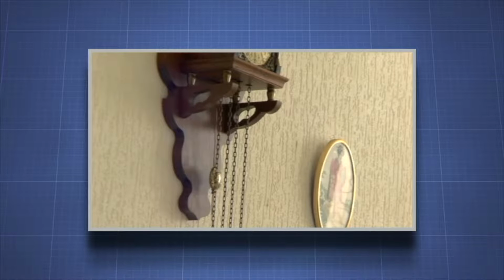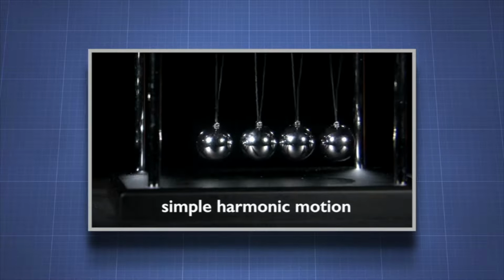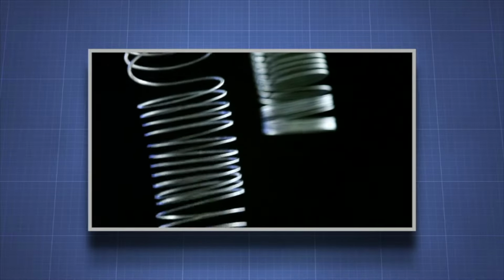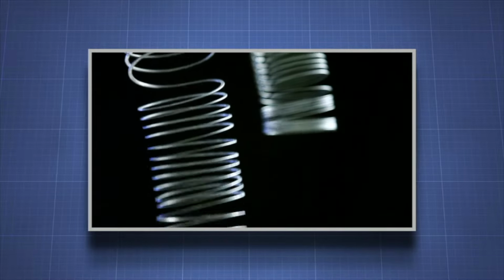Many old clocks rely on a pendulum to keep time. The pendulum swings back and forth. This kind of movement is an example of simple harmonic motion. This type of motion is seen in other physical systems such as springs.